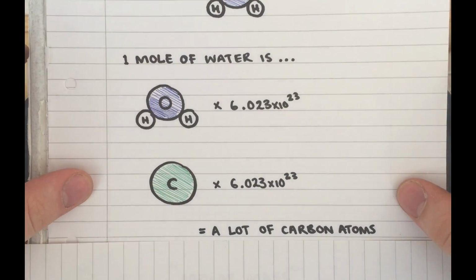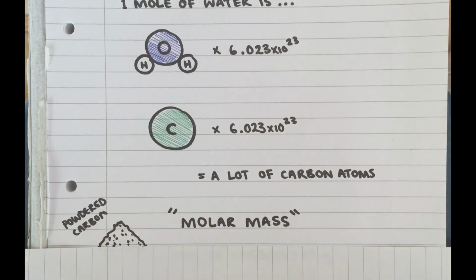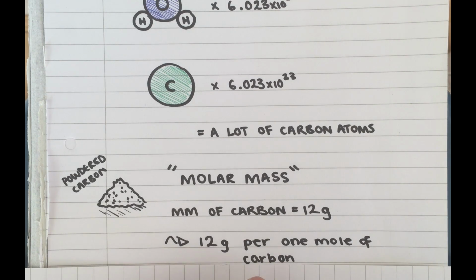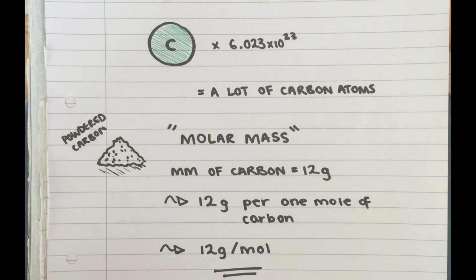Now this is specific to carbon, but this mass is known as the molar mass. So you can see here, this would be my powdered carbon on the scale, and this would come to a weight of 12 grams. So I can say that I have 12 grams per 1 mole of carbon. And I can write this shorthand by saying that I have 12 grams per mole.